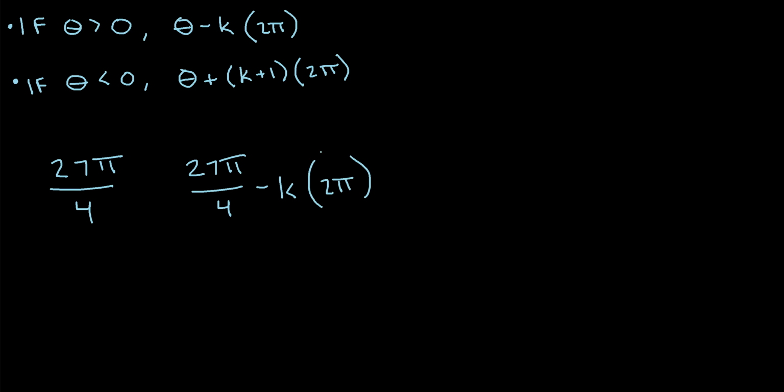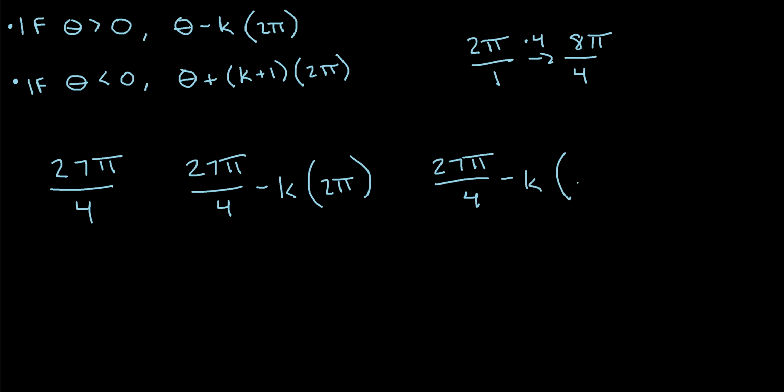Remember the first step is we want to rewrite this 2 pi to be a fraction with the same denominator as this angle. If we have 2 pi over 1, how can we rewrite this as a fraction with a denominator of 4? Well, 1 times 4 gets us 4. So in the numerator, we say 2 pi times 4, which would be 8 pi. So we can rewrite this as 27 pi over 4 minus k times 8 pi over 4.